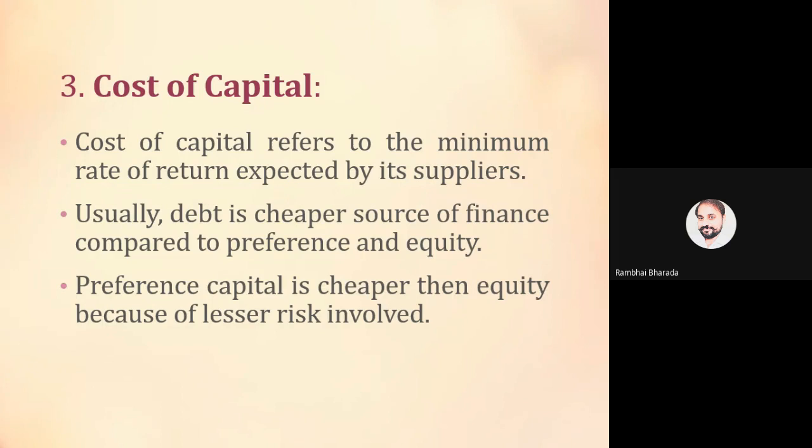So if a company wants the cheapest source, then the company goes for debt. अगर कंपनी को सस्ता वाला फाइनेंस चाहिए तो वो डेप्ट यूज करेगी. अगर उसको थोड़ा एक्सपेंसिव बट लॉन्ग टर्म के लिए चाहिए तो वो कौन सा यूज करेगी? इक्विटी एंड प्रेफरेंस. आर वी क्लियर?